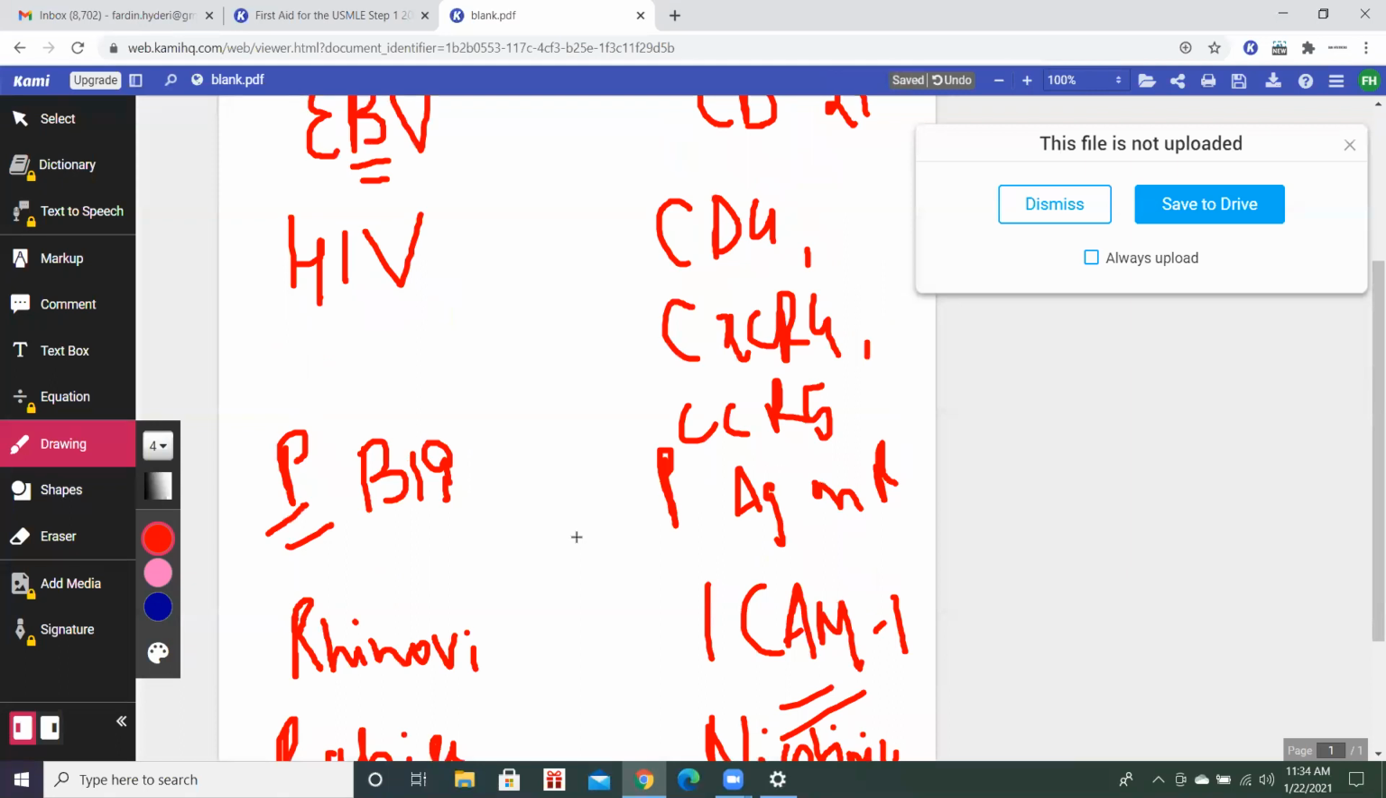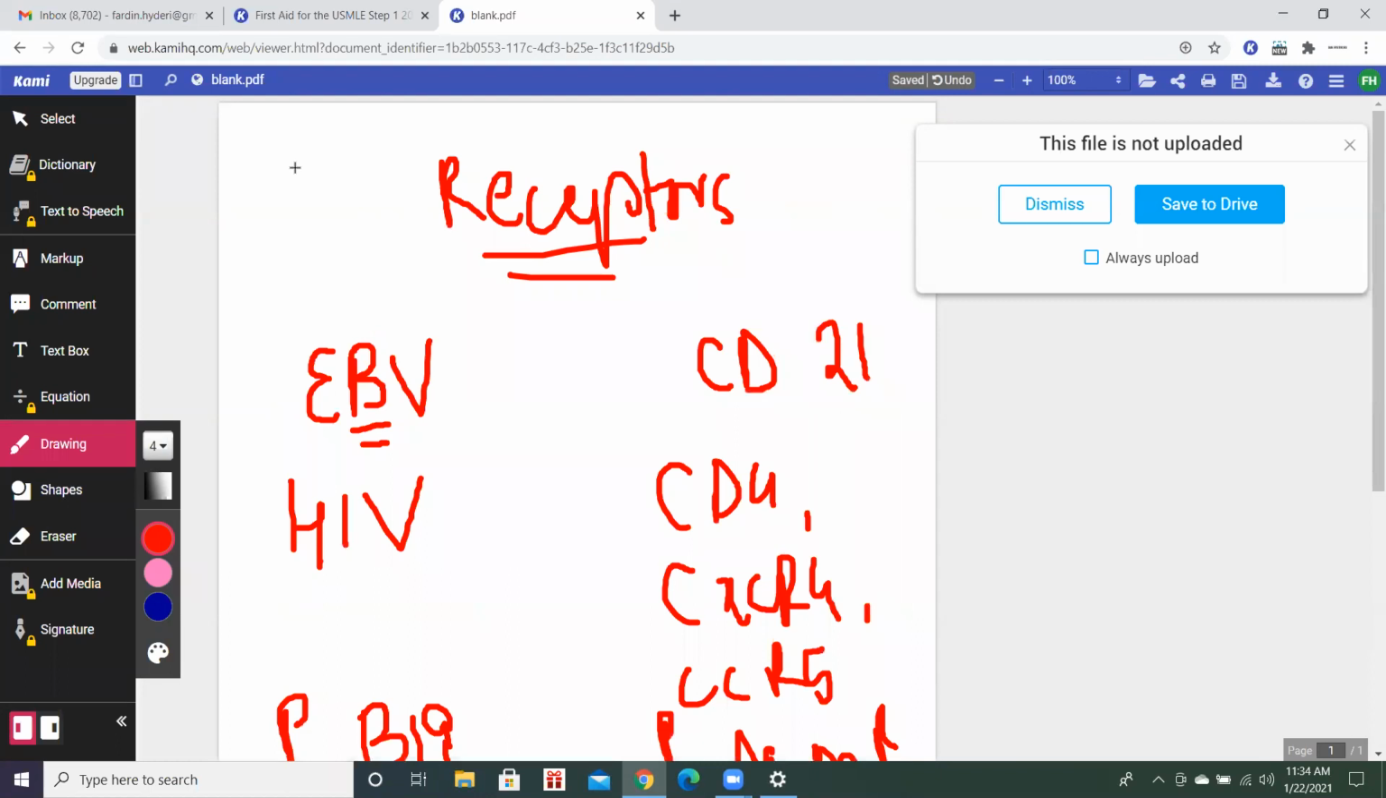Last one is learning about cytomegalovirus. Is it an integral part of USMLE step one or not? Integral part of USMLE step one is learning about cytomegalovirus. So can we assume that for cytomegalovirus, the receptor is integrins? Yes or no? Okay. Now, once again, what is the receptor for cytomegalovirus?